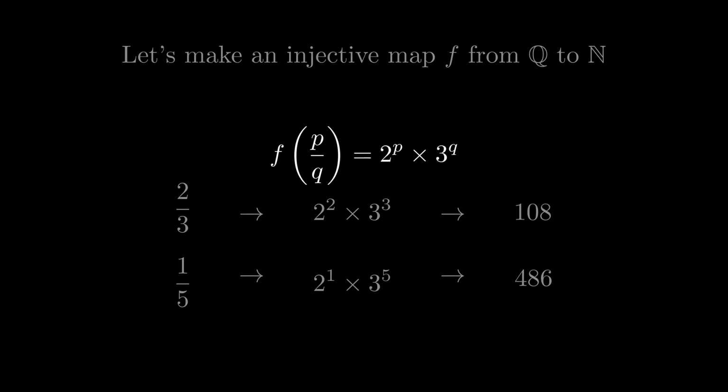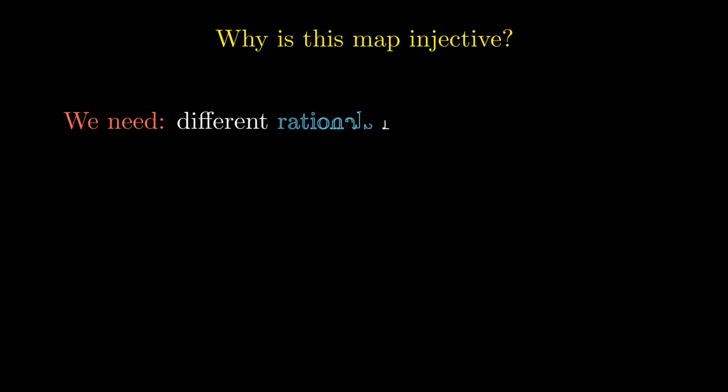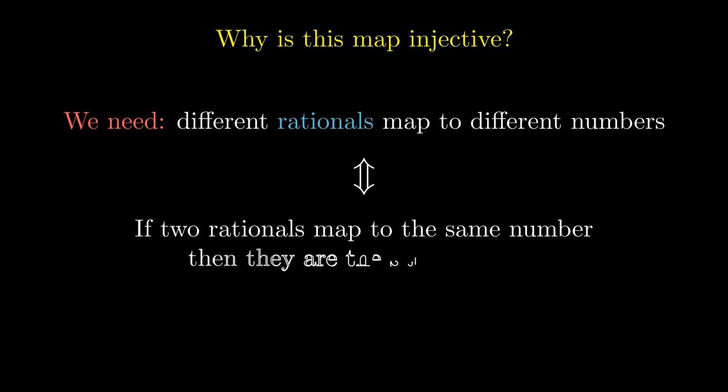We claim that F is an injective map from Q to N, so we need to show that different rationals are mapped to different numbers. In other words, if two rationals map to the same number, then they must be the same rational.